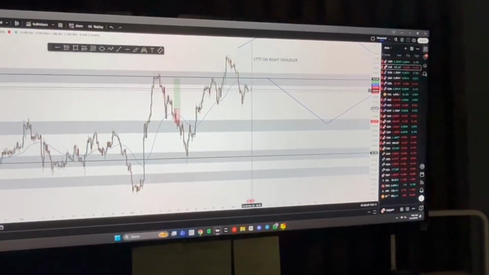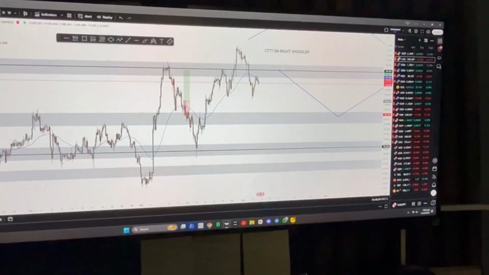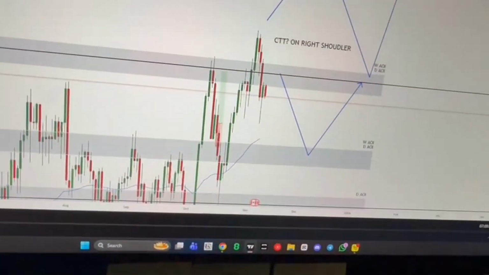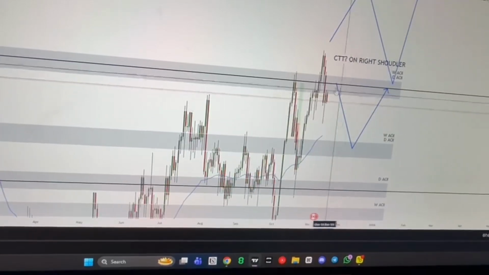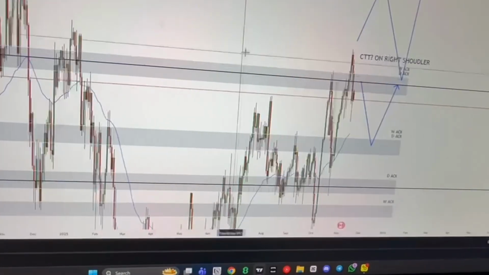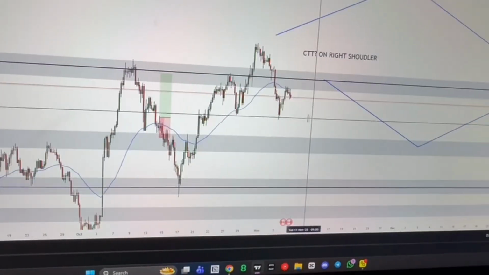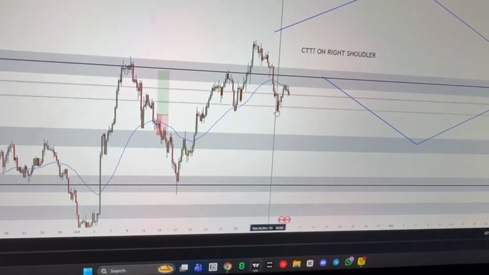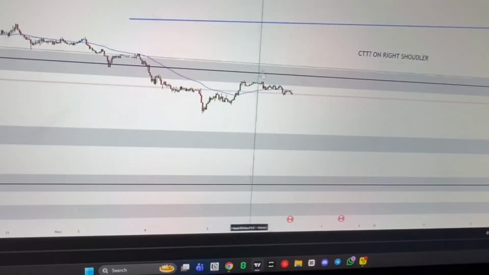This looks like a nice left shoulder, right shoulder. But I kind of want to see what other people have to say about it. I just want to be patient about it. I don't want to rush things. Even though the daily... hold up. The daily's bearish. So it's a 4 hour. So the 4 hour and daily are bearish.